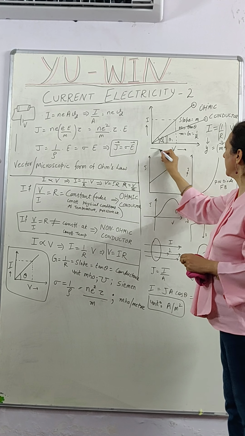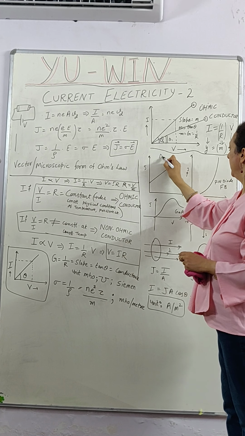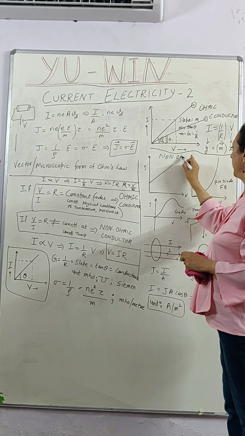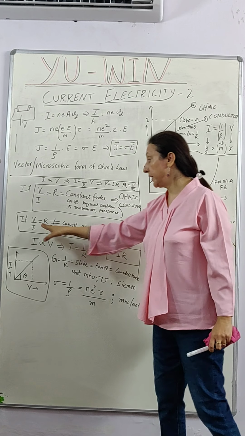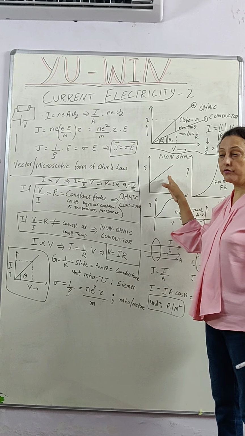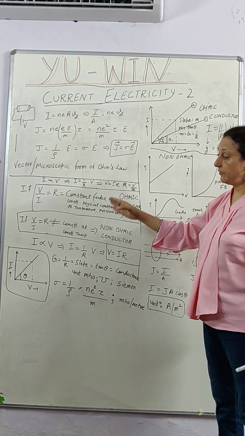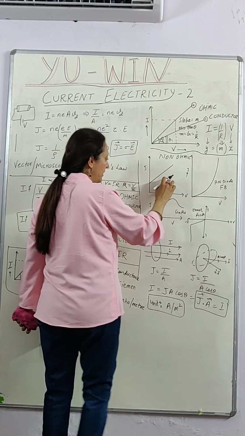These all are the cases that I have drawn here. Below this, they represent the non-ohmic conductor. Even for the non-ohmic conductor, if I have to determine the resistance at any point of this graph, I will only take V by I, that is the resistance. But the only thing is that the resistance at all the points is not constant.